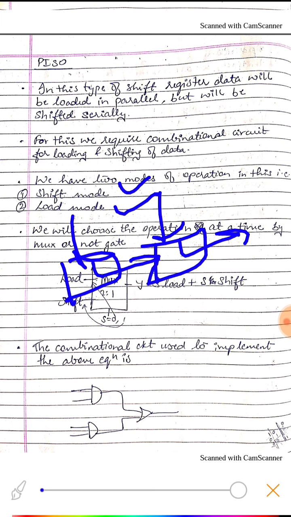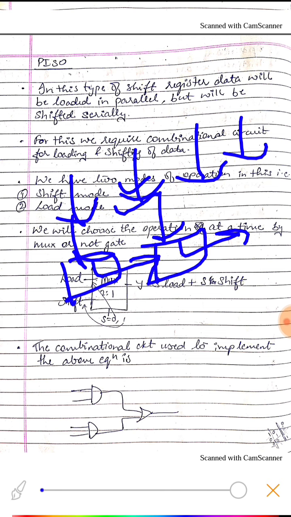Okay, and we can feed the data parallelly into all the flip flops. If we need to store 4 bits, we will need 4 flip flops, and we can extract the data serially.